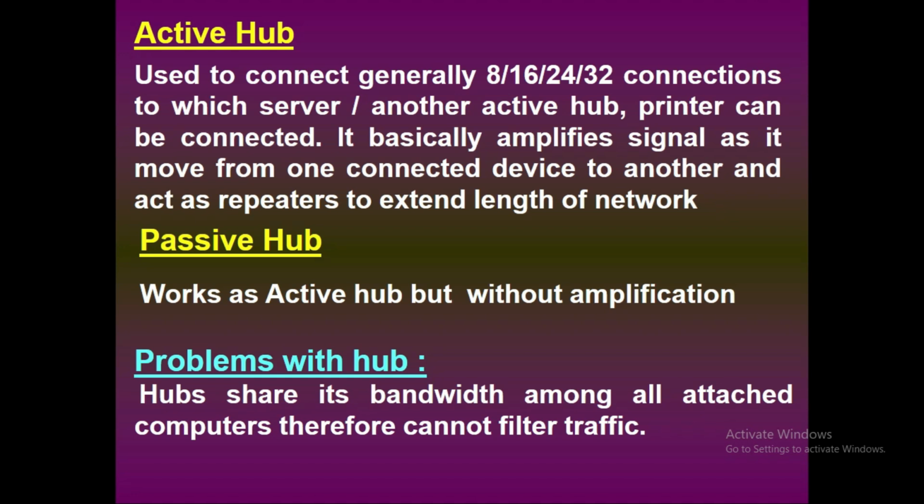The problem that we observe in a hub is that it shares its bandwidth among all attached computers, therefore it cannot filter traffic. Suppose data needs to be transferred from one computer to another. If it passes through a switch, the switch puts its entire strength to that particular data and gets it transmitted from that device to another device, one computer to another computer.